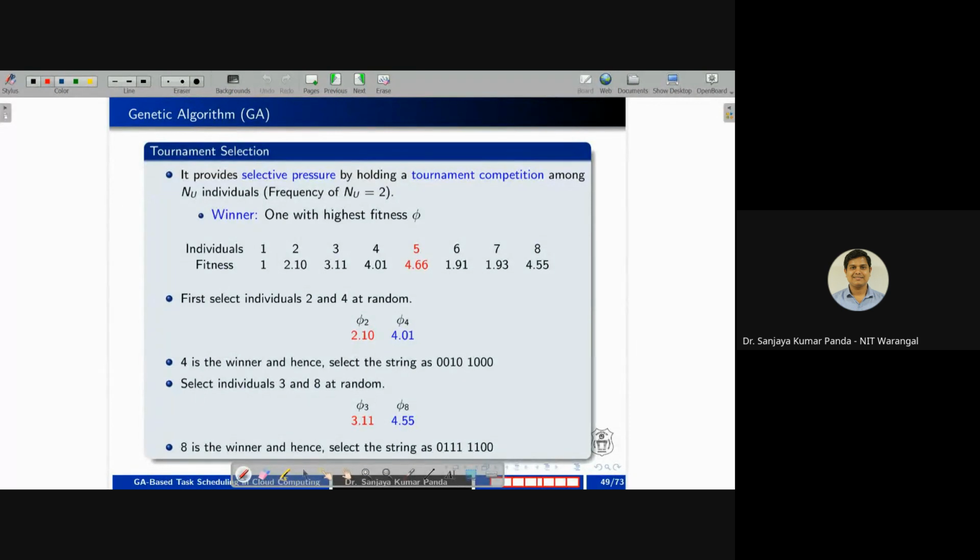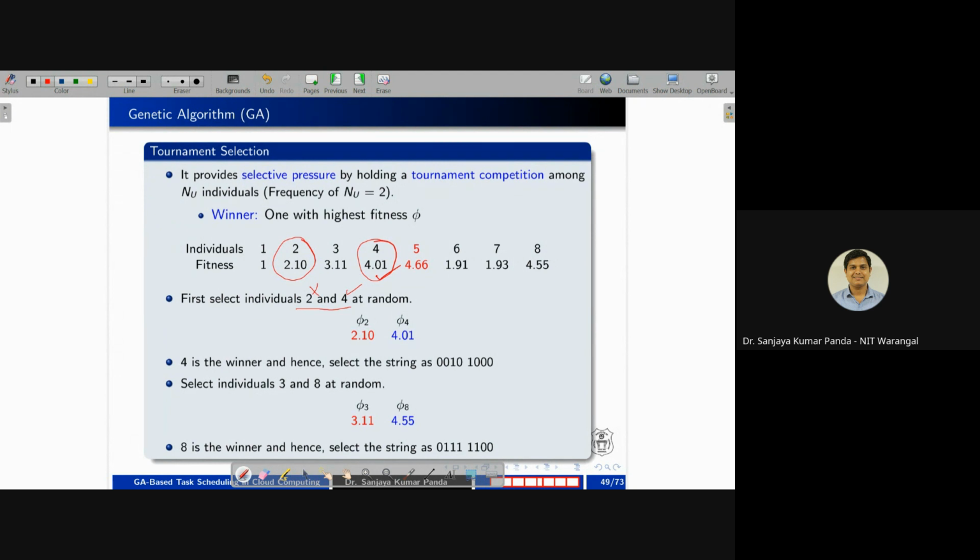For example, in the first tournament we are playing individual 2 and 4, or population 2 and 4. The fitness for population 2 is 2.10. Fitness of population 4 is 4.01. So who is better? If it is a maximization problem, 4.01 is better. So 4 is selected, 2 is ignored, right?